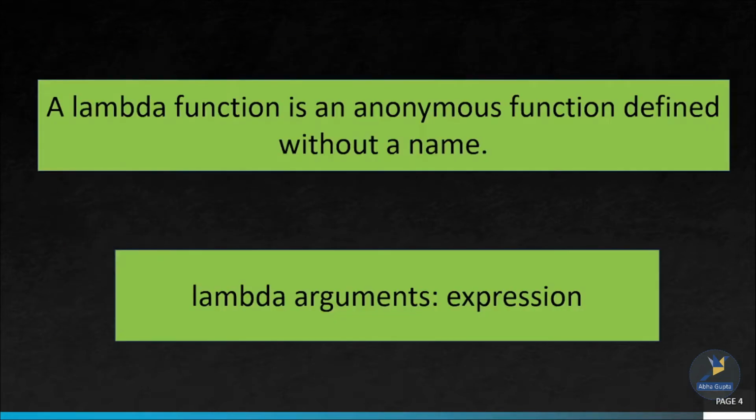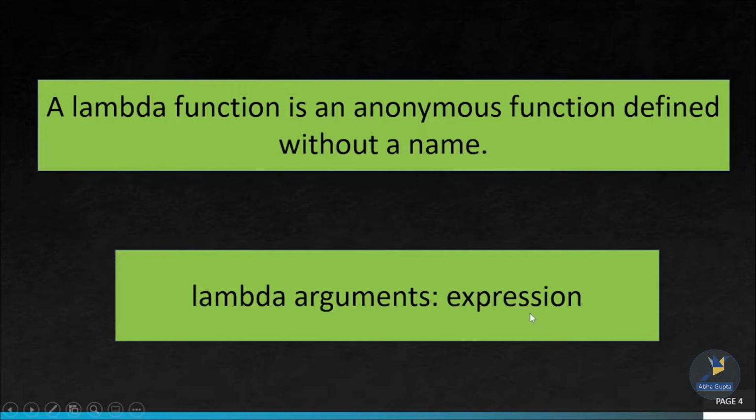Python Lambda functions are anonymous functions, that is a function that is defined without a name. Normal functions are defined with the def keyword in Python, whereas anonymous functions are defined using the lambda keyword. The syntax of lambda function is lambda keyword followed by the arguments, colon, and then the expression. Lambda functions can take any number of arguments but can have only one expression.